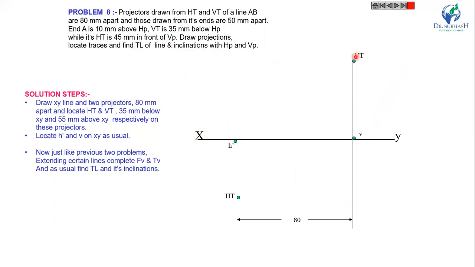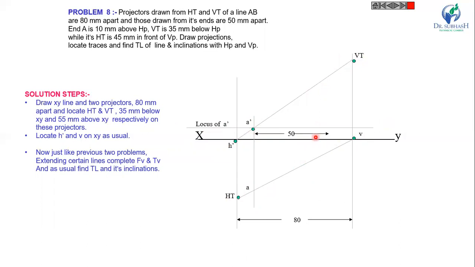So here VT and V. Now join this H dash with VT, always they are collinear, and HT and V. Okay. Now locus of A dash at a distance of 10 mm already given. So this point is A dash and this point is A.